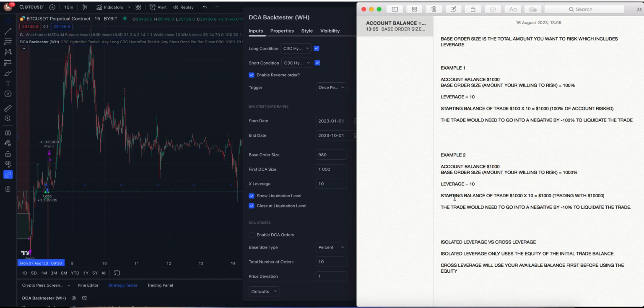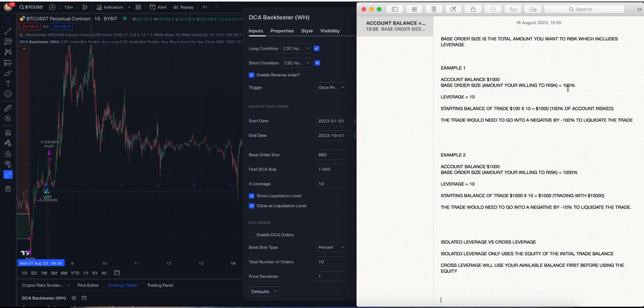However, with this, the starting balance of a trade, $1,000 times 10, means we're trading with $10,000. So the trade would need to go into a negative by minus 10% to liquidate the trade, because you're trading with $10,000 at times 10 leverage, but you only have $1,000 in the account, which is 10%. So if the trade goes into a negative by minus 10%, that will liquidate you. Whereas on this it would need to go to minus 100% if we did it this way.